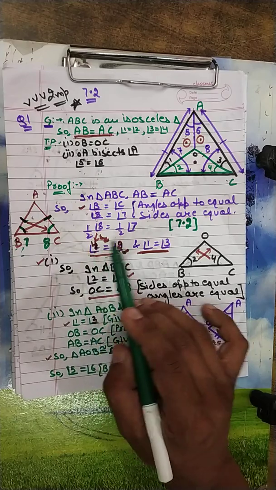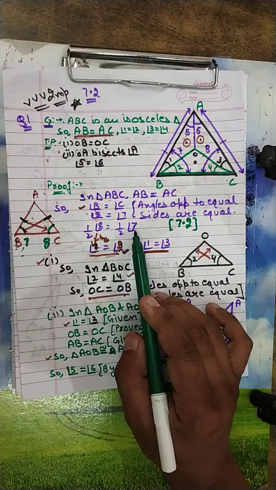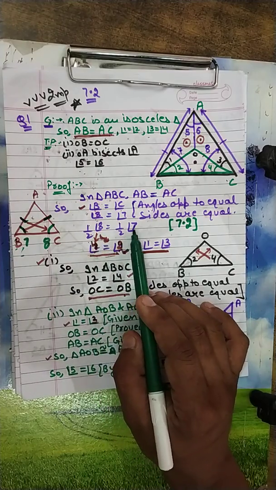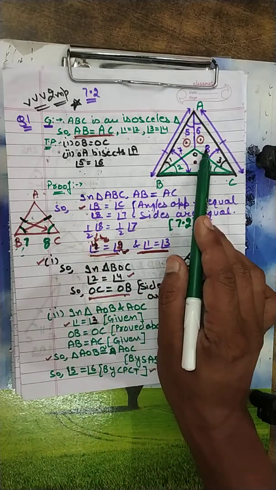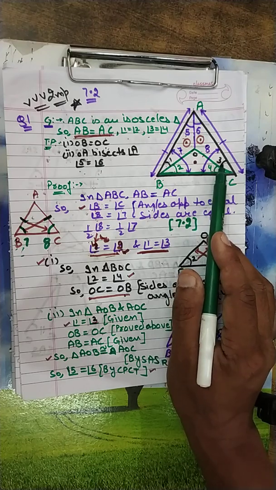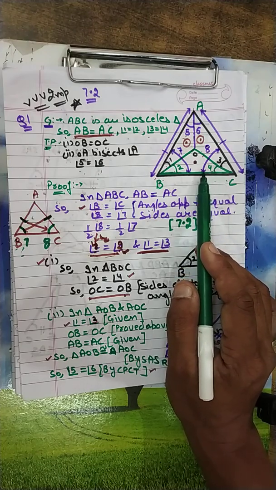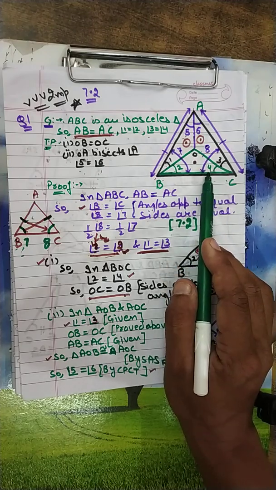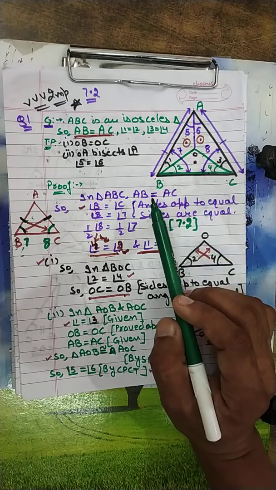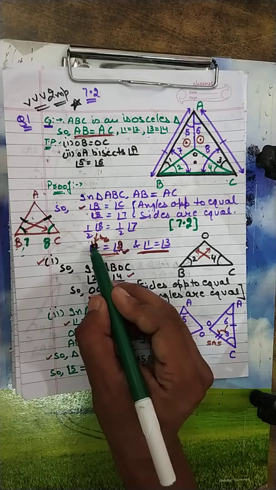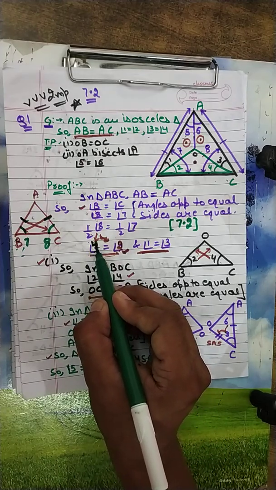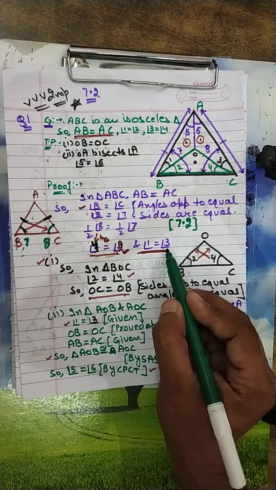Take half on both sides: half of angle 8 and half of angle 7. What is half of angle 8? Angles 3 and 4 are equal to each other. It means half of angle 8 I can write as 4 also and 3 also. So I have written here angle 4 and here angle 3.